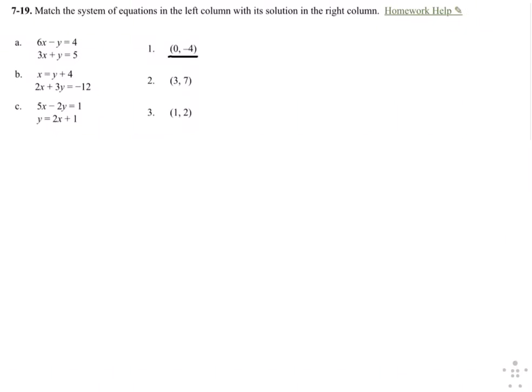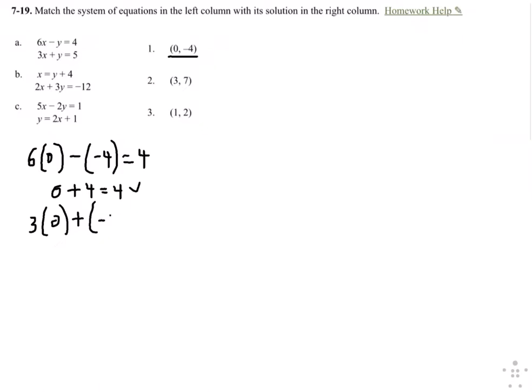I'm going to substitute in. So I'm going to take this (0, -4), and I'm first going to try it in the first equation of A, right? So I would get 6 times 0 minus -4 equals 4. So 0 plus 4 equals 4. That's right. Now I'm going to try it in the second equation. 3 times 0 plus -4 equals 5. So this is 0 minus 4 equals 5, which is not correct. So this is not A.